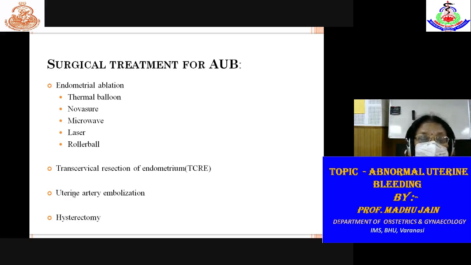Commonly nowadays, we are not doing all of these; thermal balloon might be done. We are not doing any other method. The uterine embolization and hysterectomy, if it is not responding, these are the common procedures.